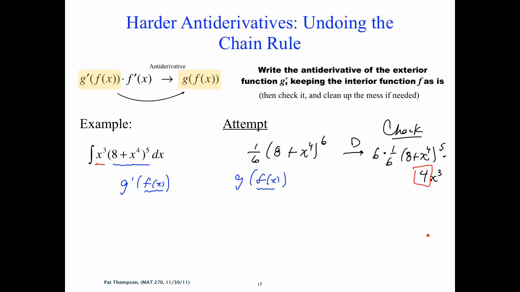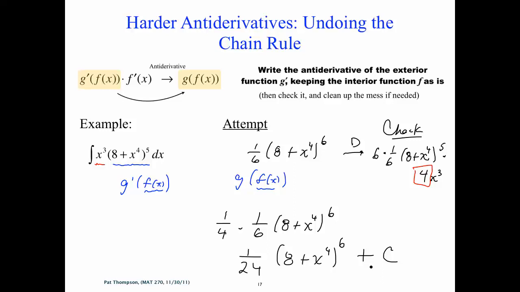So how do we adjust the first attempt so that the 4 is gone? 1/4. We need another factor of 1/4, and we'll have it. So second attempt: 1/4 times 1/6, a plus x to the 4th, to the 6th. If you're still not 100% confident, do the check. When you do the check, your derivative should be exactly the function we started with. Okay, and then you can multiply. All right, and since this is an indefinite integral, we need the plus c.